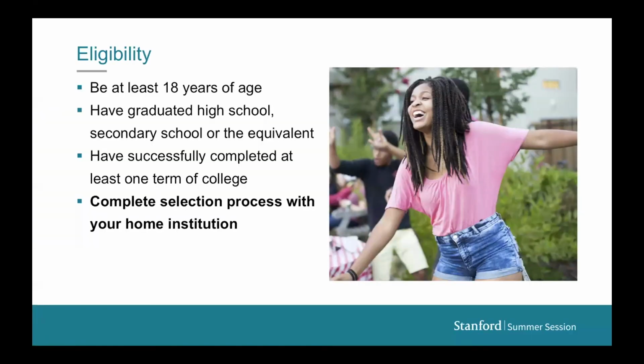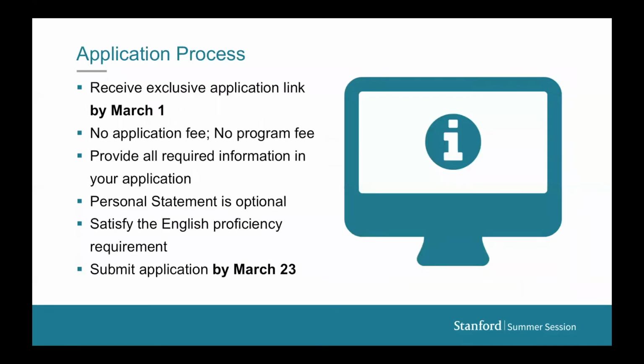And first and foremost, before you are even applying through your home university, we want to make sure you meet the minimum eligibility, which is required from Stanford summer session. So that's to be at least 18 years of age, have graduated high school, secondary school, or the equivalent, have successfully completed at least one term of college, and then from there you will go ahead and apply through your school, complete the selection process with your home institution, and next steps is the application process.